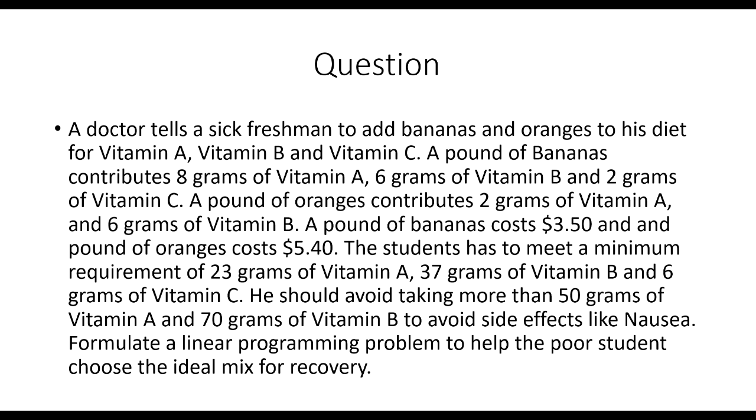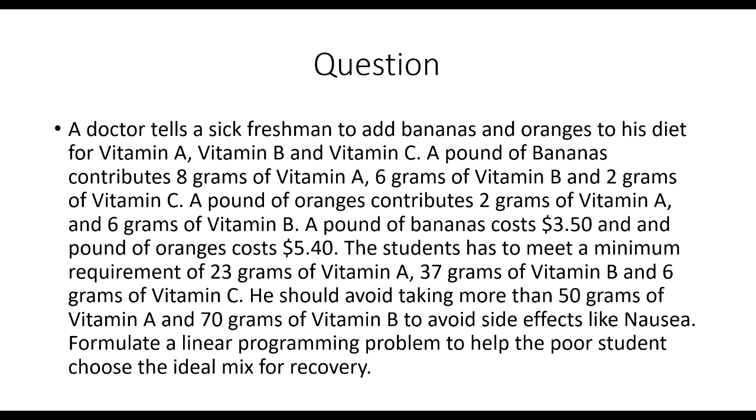A, vitamin B, and vitamin C. This is a question that we did look at. It's a question that focuses on finding the ideal situation to minimize cost while still ensuring that the student has enough of each vitamin group, A, B, and C. In this situation, we have 2 decision variables, oranges and bananas.